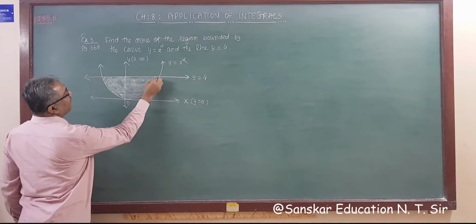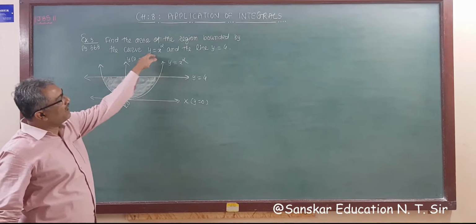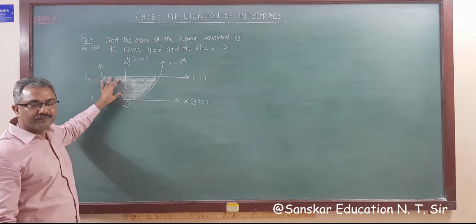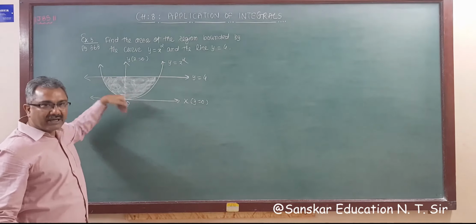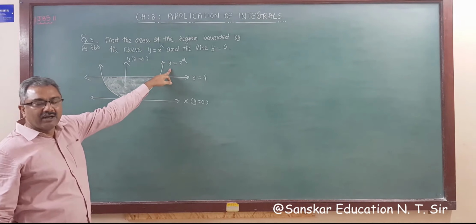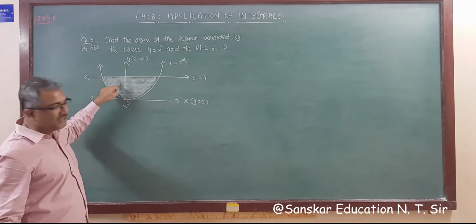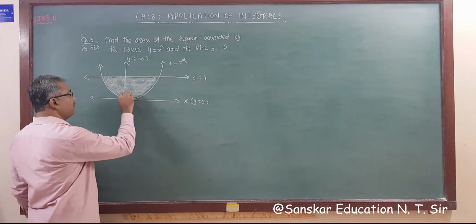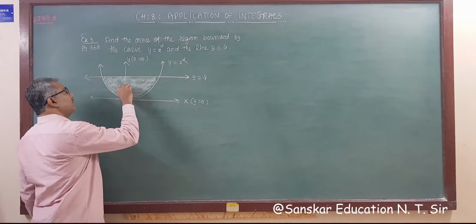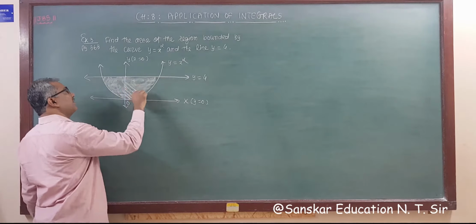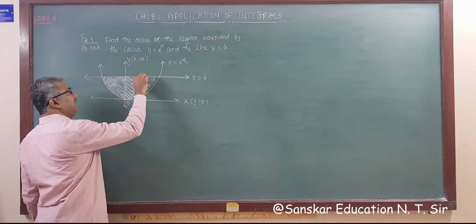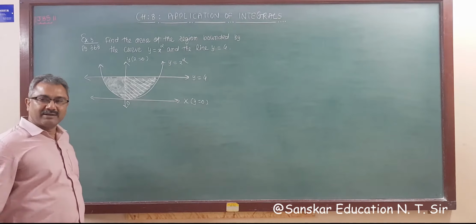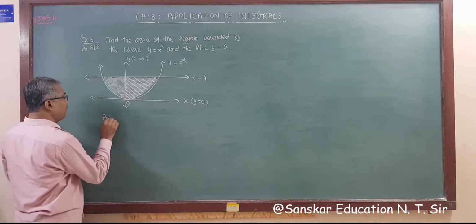This is the area enclosed by the parabola and the line y equal to 4, these two curves, one is a line and the other is the parabola y is equal to x square. This curve is symmetric about the y-axis. So what will we do? We will find the area of the first quadrant and later double it.